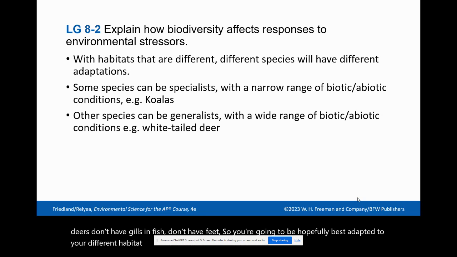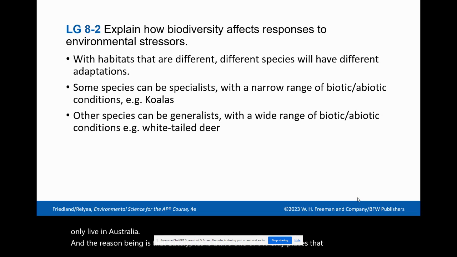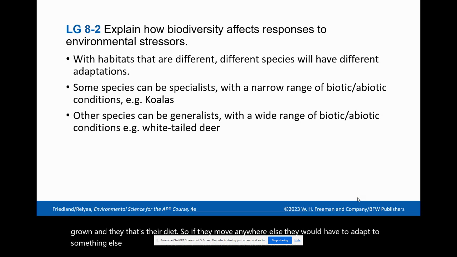With that, we have some species that we consider specialists, and they can only live within a certain range of factors. An example that's listed here is koalas. They only live in Australia, and the reason is that that's one of the only places that eucalyptus is grown, and that's their diet. So if they moved anywhere else, they would have to adapt to something else, and that's probably not going to happen. So specialists, again, have certain parameters they have to live in. You wouldn't put a saltwater fish in a freshwater fish tank, right?